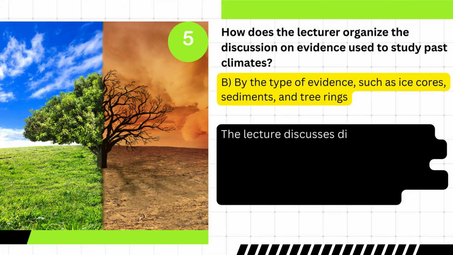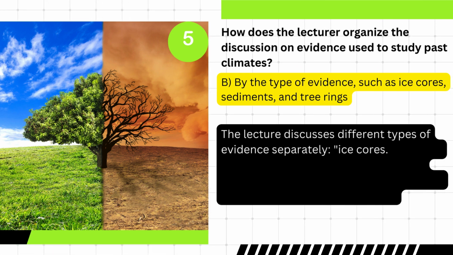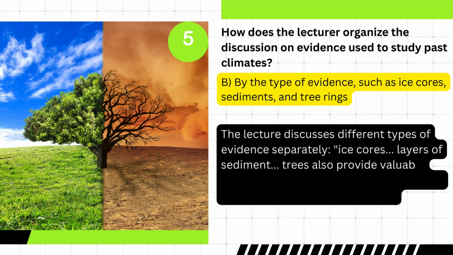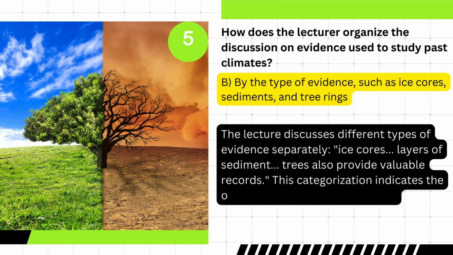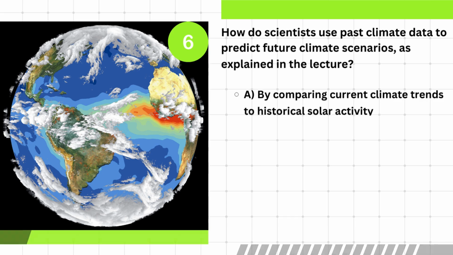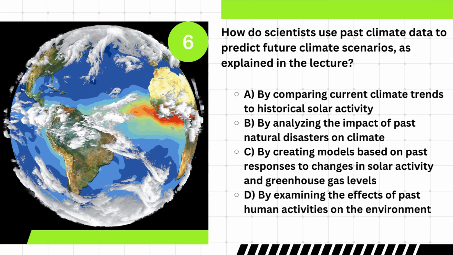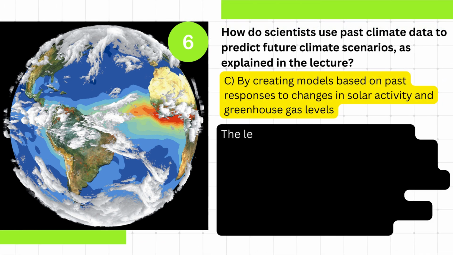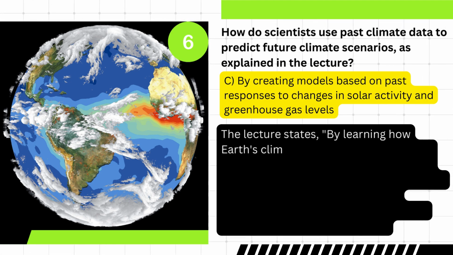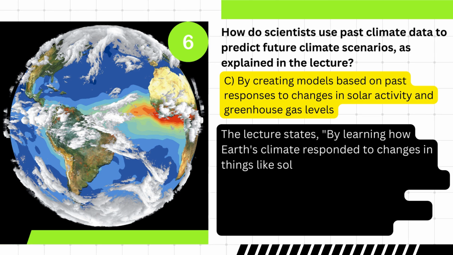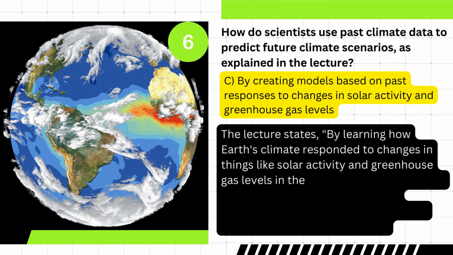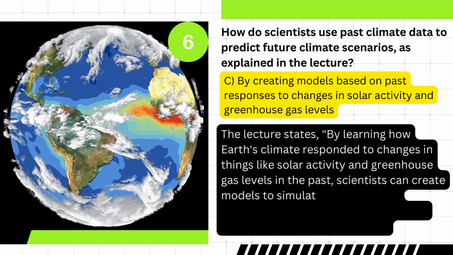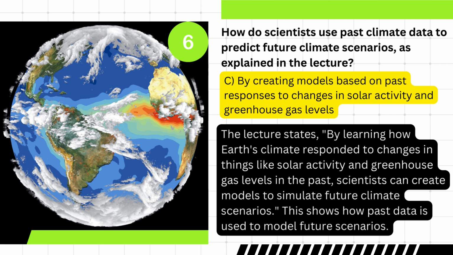The lecture discusses different types of evidence separately. Ice cores, layers of sediment, trees also provide valuable records. This categorization indicates the organization by type of evidence. The lecture states, by learning how Earth's climate responded to changes in things like solar activity and greenhouse gas levels in the past, scientists can create models to simulate future climate scenarios. This shows how past data is used to model future scenarios.